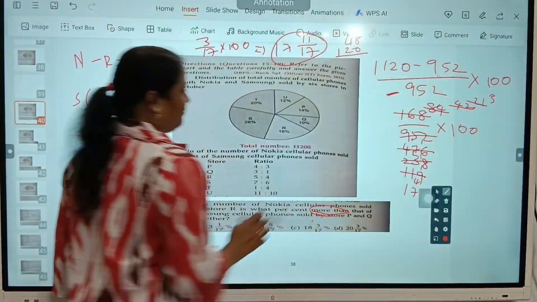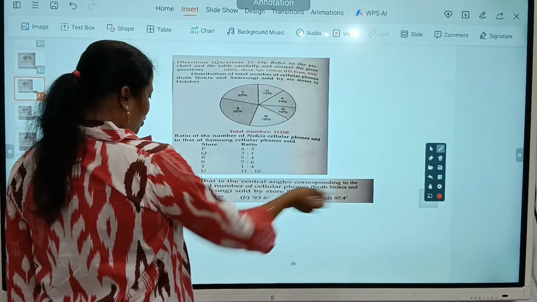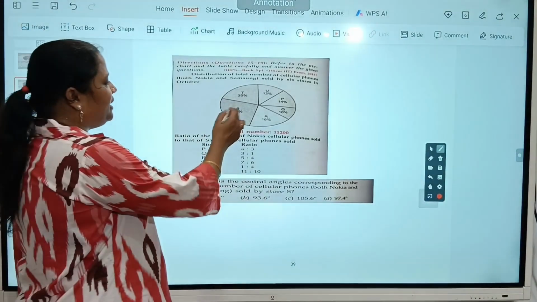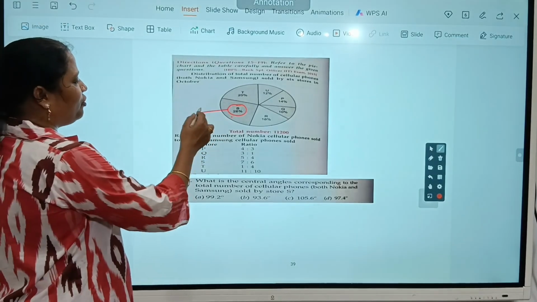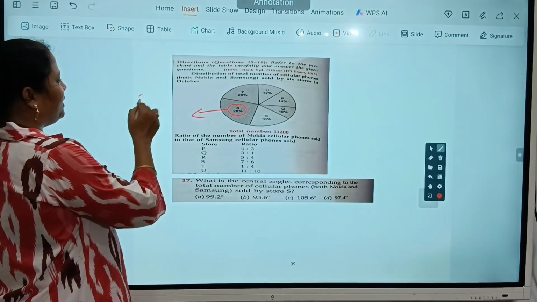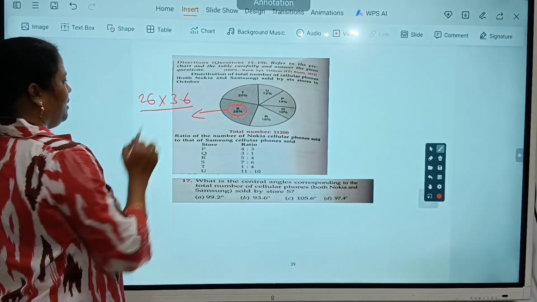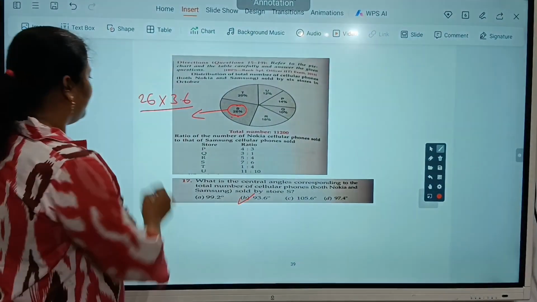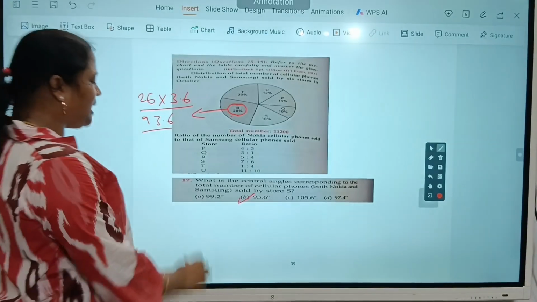Third question of this graph. What is the central angle corresponding to the total number of cell phones, both Nokia and Samsung, sold by store S? So in this S value we have to convert into degrees. What we have to do? S value how much? 26. This we have to multiply by 3.6. Okay, we will get the answer 93.6 degrees. Okay, this B is the answer.